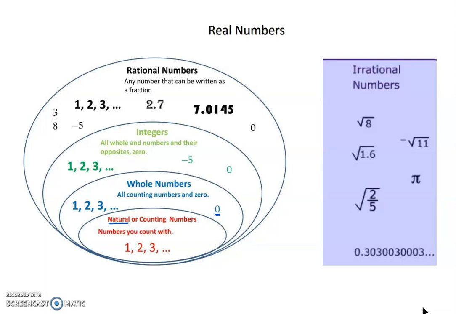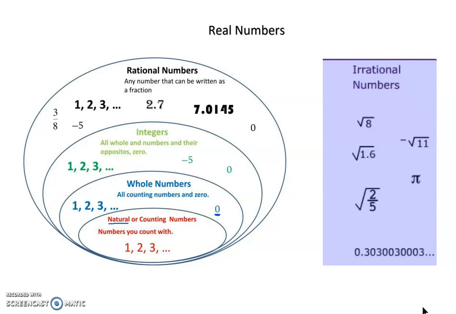And after whole numbers comes the integers. So integers include all the natural or counting numbers, include all the whole numbers, including 0, but now we get onto the negative side. We learn the opposites. So not only do we learn 1, 2, 3, 4, 5, and 0, we now learn -1, -2, -3, -4, -5.